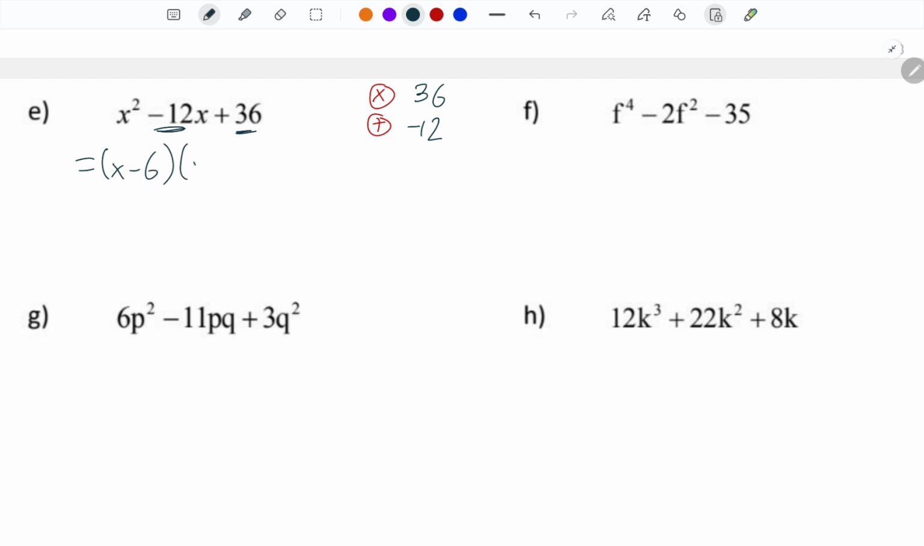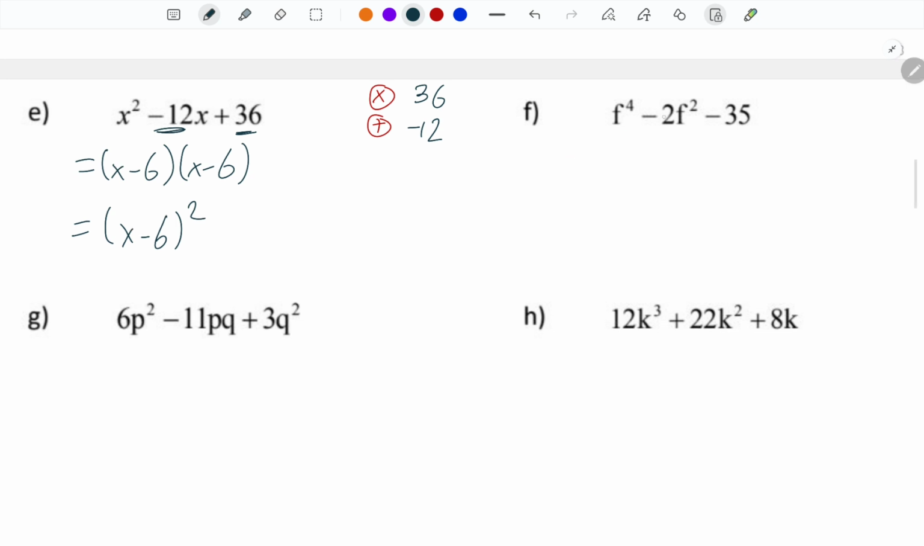x minus 6, x minus 6. Negative 6 and negative 6 multiply to 36, which becomes positive because they're both negative, and they add to negative 12. So we have x minus 6 times x minus 6. You could also write that as x minus 6 squared. So that's actually a perfect square trinomial, where if you look at the middle term, that middle term is actually just double the square root of 36, which is 6.